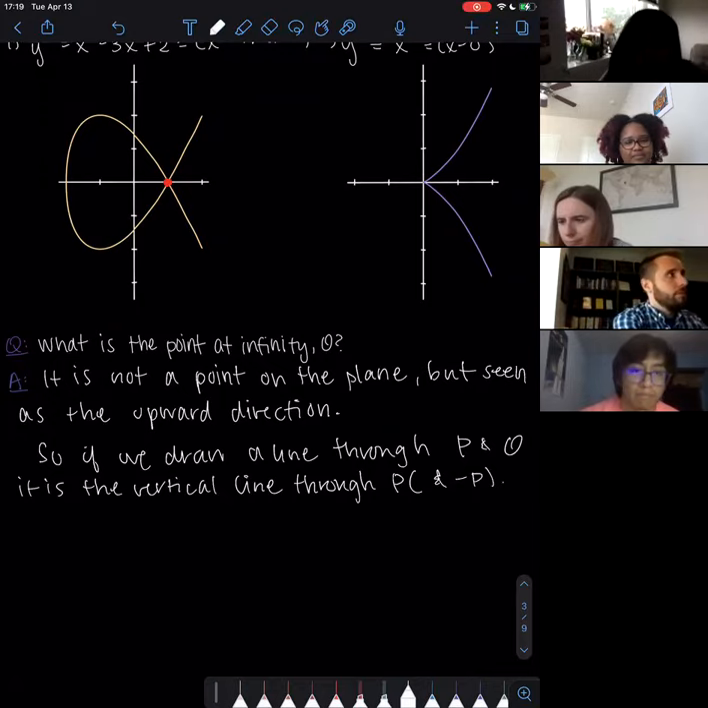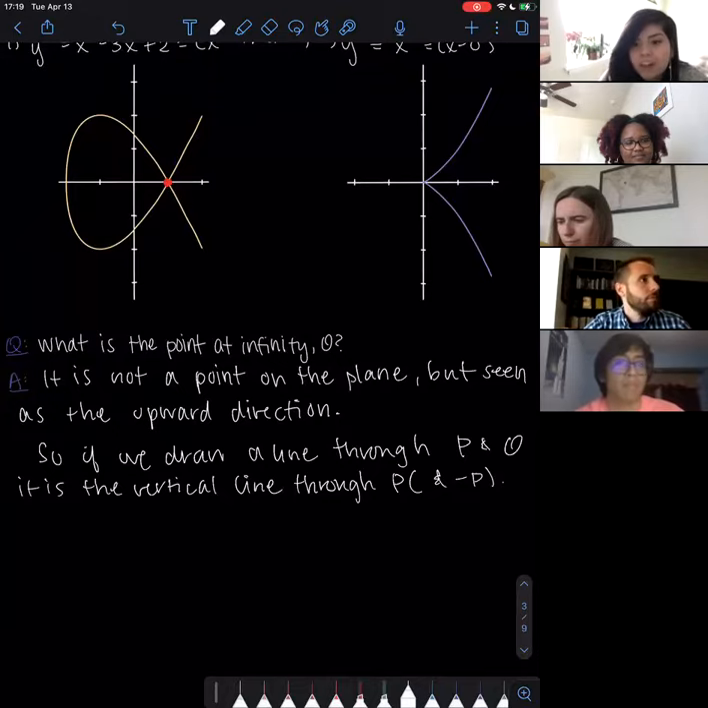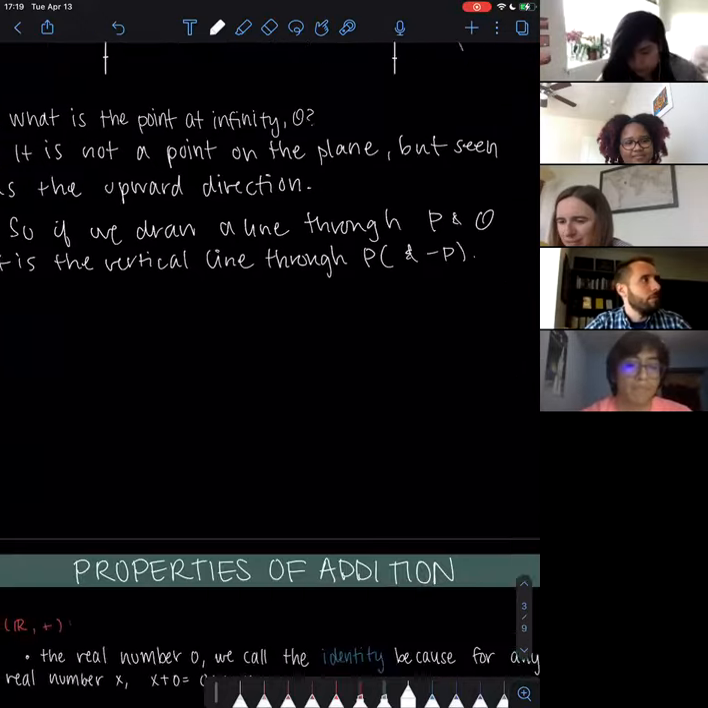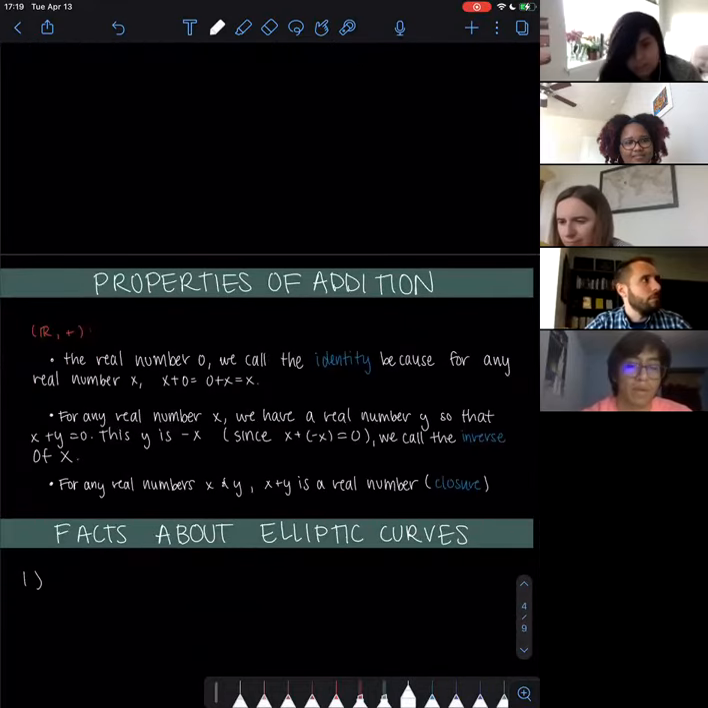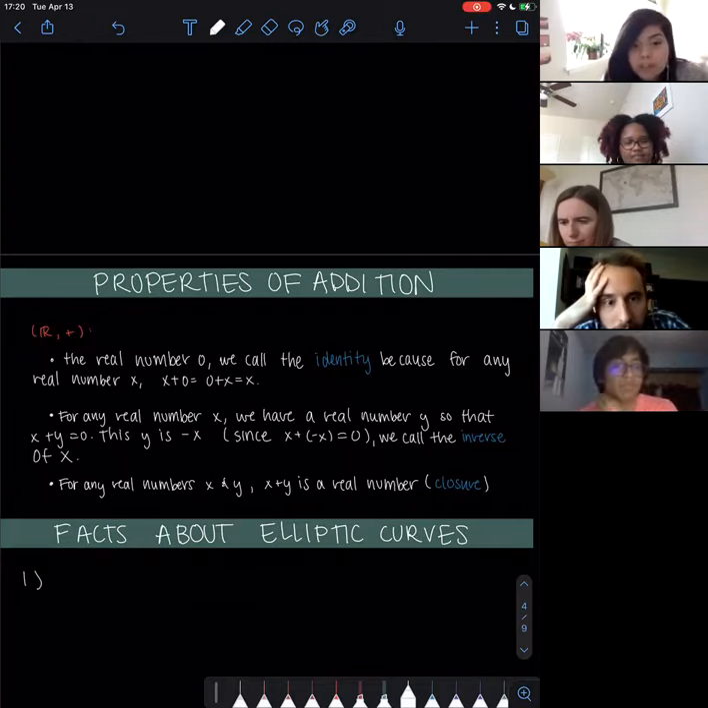Okay, so as I said earlier, we want to talk about an operation that we'll call addition on an elliptic curve. And this is going to make it a group. So we want to think about addition somewhere else that we're more familiar with, like the real numbers, and think about what properties we want to transfer into our elliptic curve example. Some properties that I have already written down: we have the real number 0, which is supposed to be our identity, because for any real number x, x plus 0 or 0 plus x will give us back that real number x.